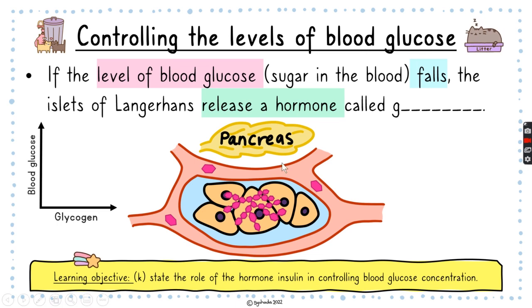But there is another case. Just now we were talking about after you eat carbohydrates, right? What if you are not eating carbohydrates? What if you are fasting? When you're fasting, for example, this will cause the level of blood glucose, the sugar in the blood, to fall. So in the case of fasting, the islets of Langerhans would instead release a hormone called glucagon.